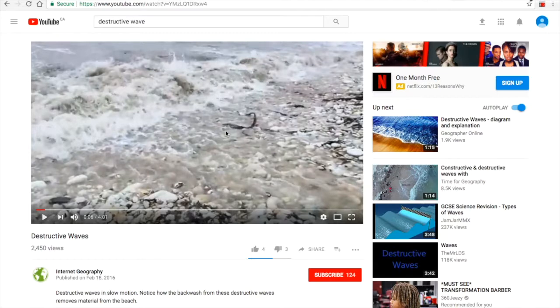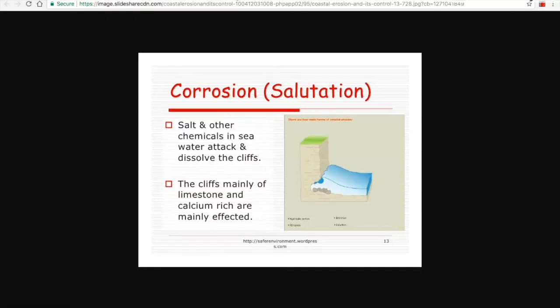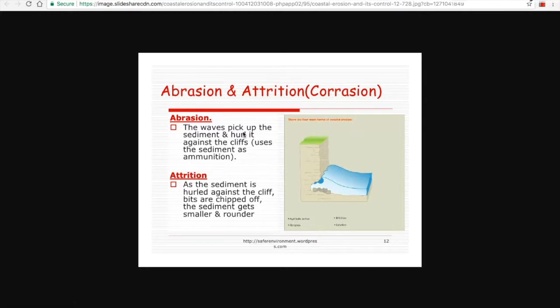So there are four main types of coastal erosion that waves can generate. The acronym for it is CASH. That is corrasion, attrition, hydraulic action, and saltation. First one, corrasion. Corrasion is when sediments are hurled at the cliff itself.